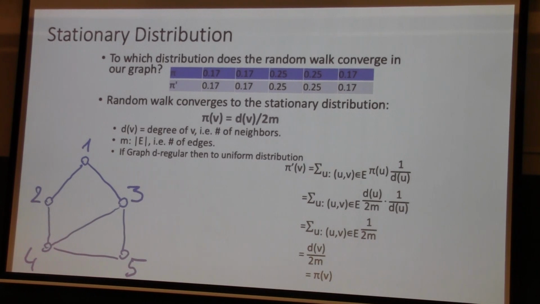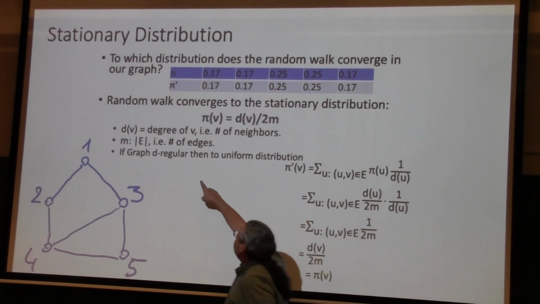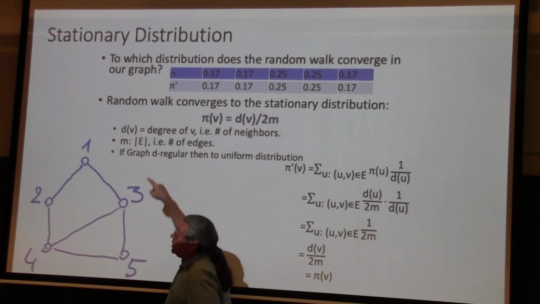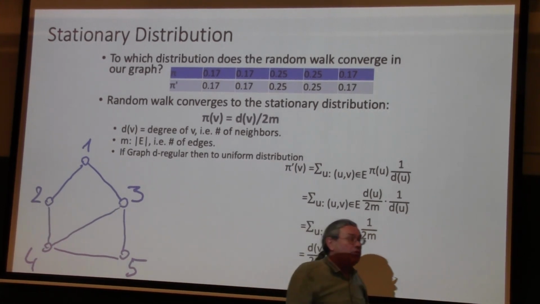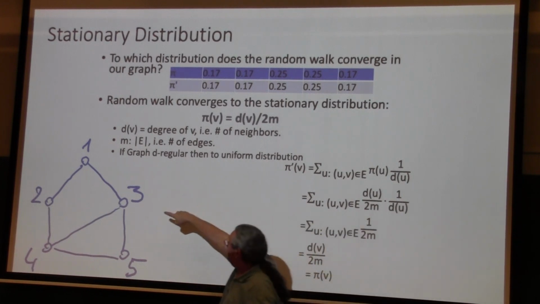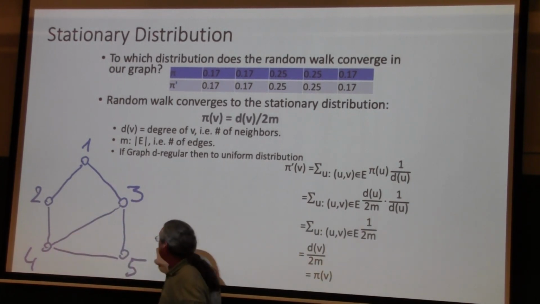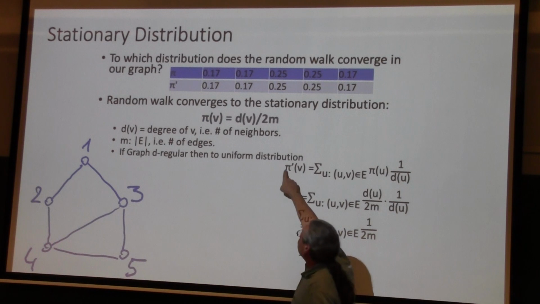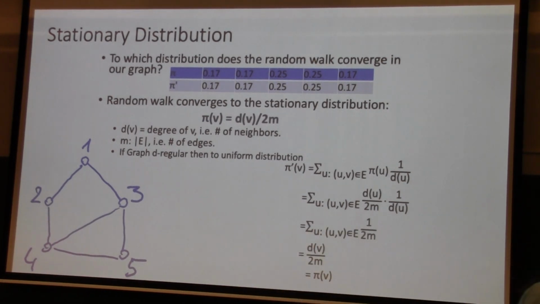Now, there's another thing. If the graph is D-regular, D-regular means that all the nodes have the same degree D, everywhere. If it's like that, of course, then the probability is going to be the same everywhere. Uniform means it's the same. So if I have 3 links on every node, it's going to be the same, uniform. That's intuitive, right? So you have to get the intuition.